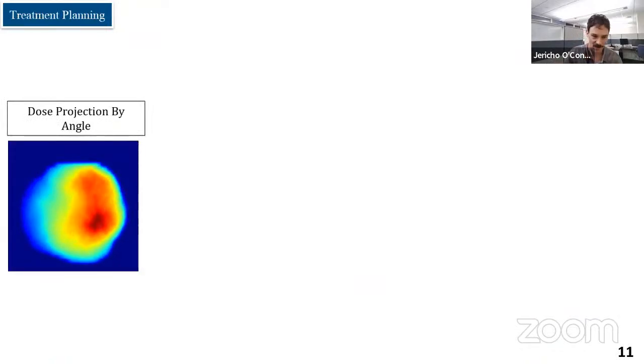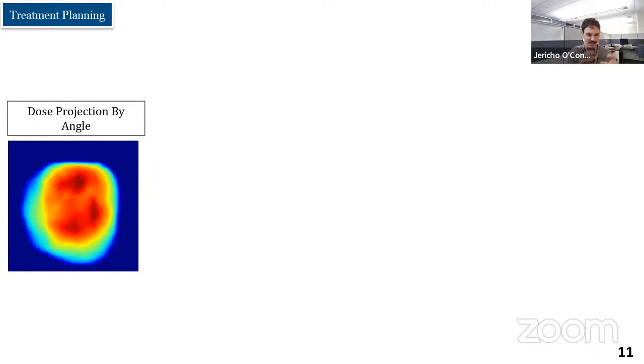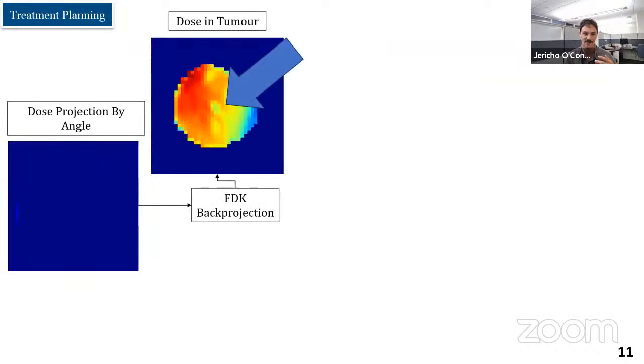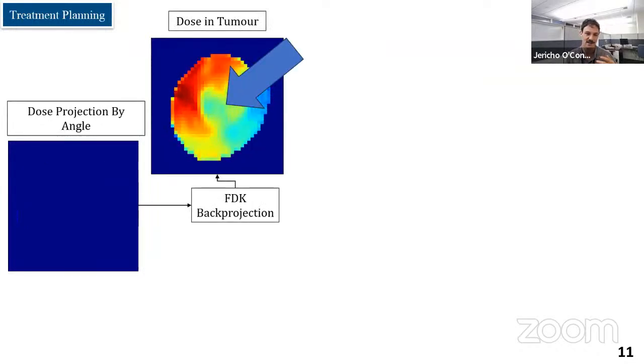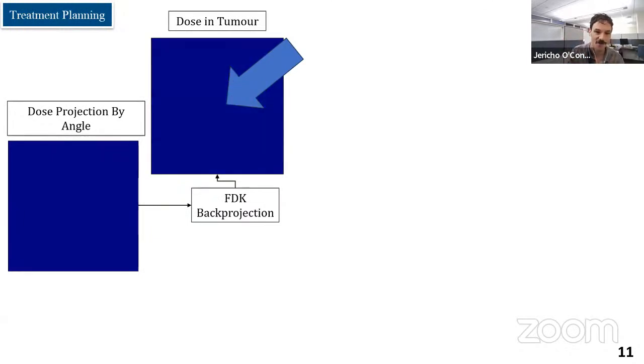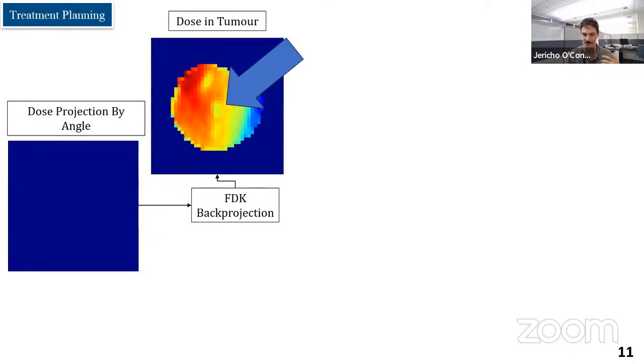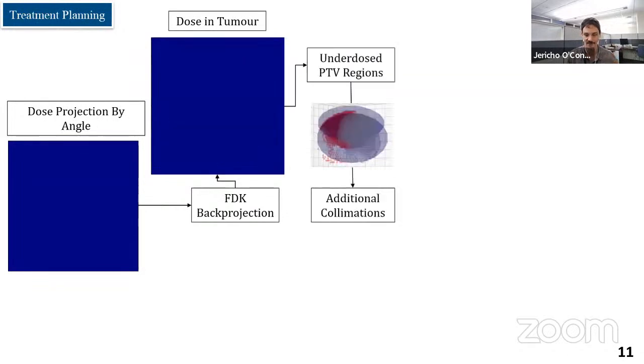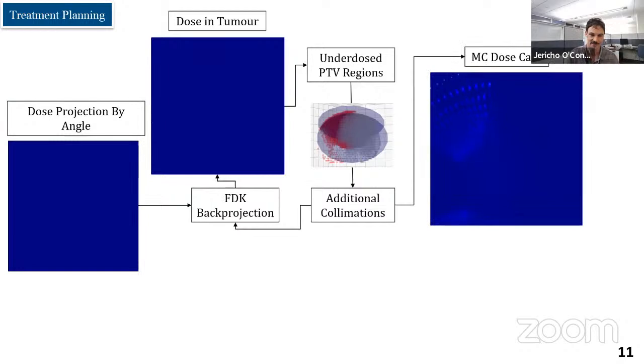So now that we've selected some angles, what we do is we back project the attenuation into the PTV again, and then you can get a rough estimate of what sort of dose the PTV would be getting. So here it is, and it's showing a bit of a cold spot in the center of the tumor. So based on this initial estimate, we'll include additional fields to try and address that cold spot. And then you can repeat this until you have something that looks sufficiently uniform.